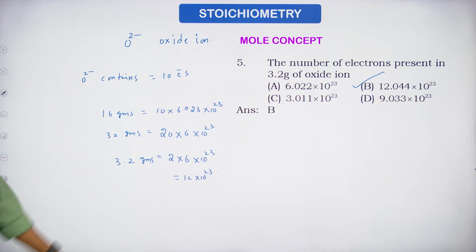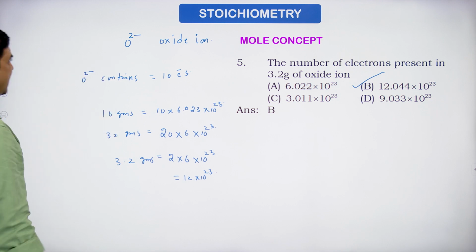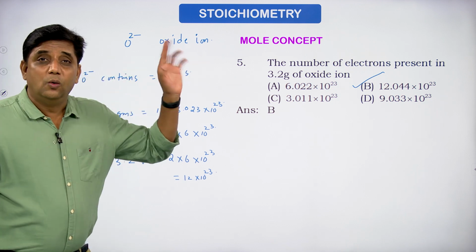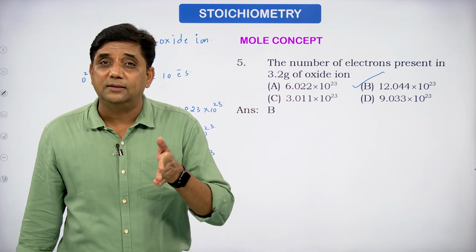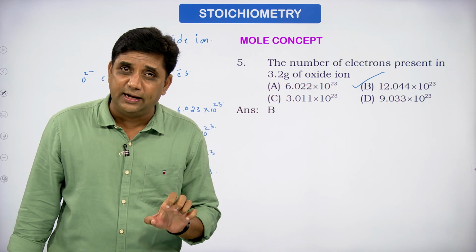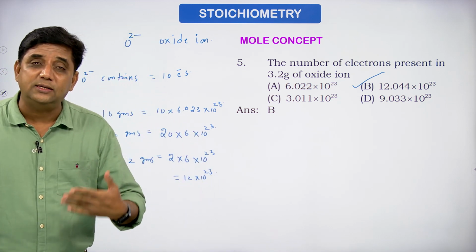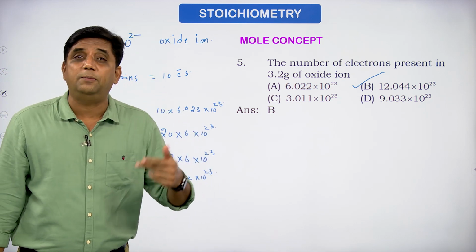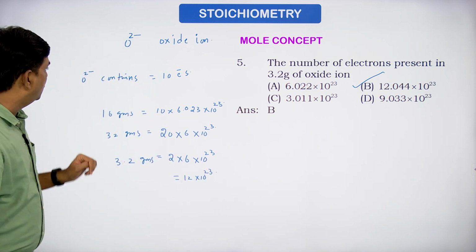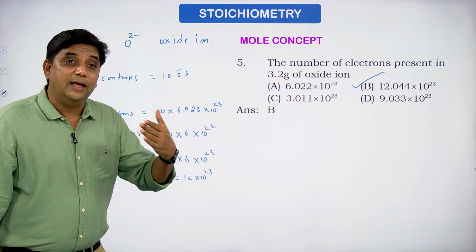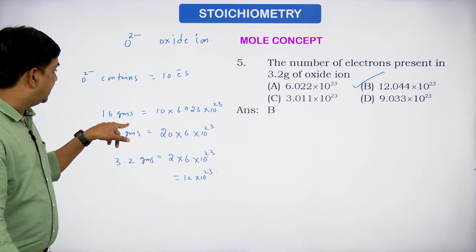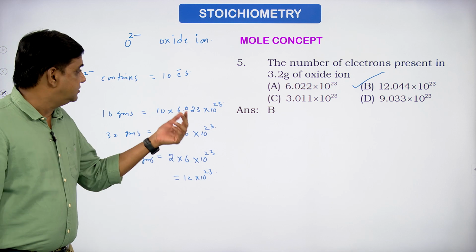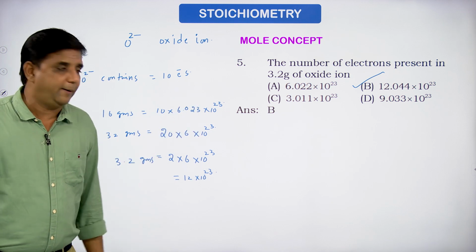Right, this is the solution. Once again I will explain. See, O2 minus contains 10 electrons. Oxygen atomic number is 8, therefore it contains 8 electrons, and 2 minus charges indicate the addition of 2 electrons. So, 8 plus 2, 10 electrons. 1 O2 minus contains 10 electrons. Then 1 mole of O2 minus ions has a mass of 16 grams. So, 16 grams contains 10 into 6.023 into 10 power 23.